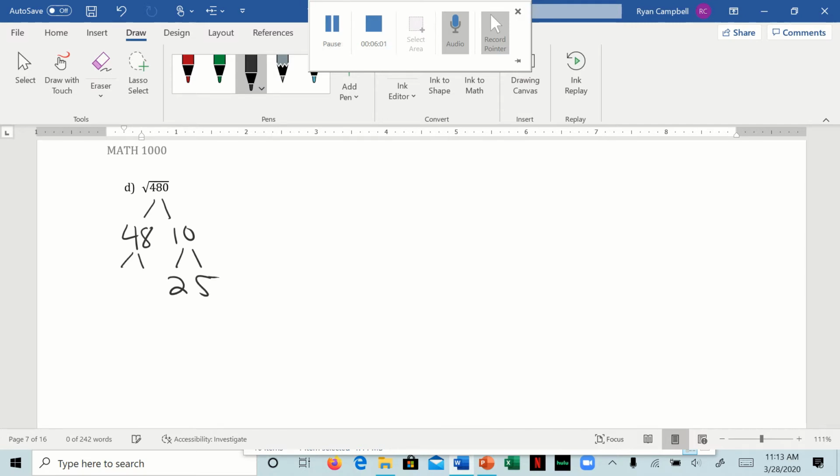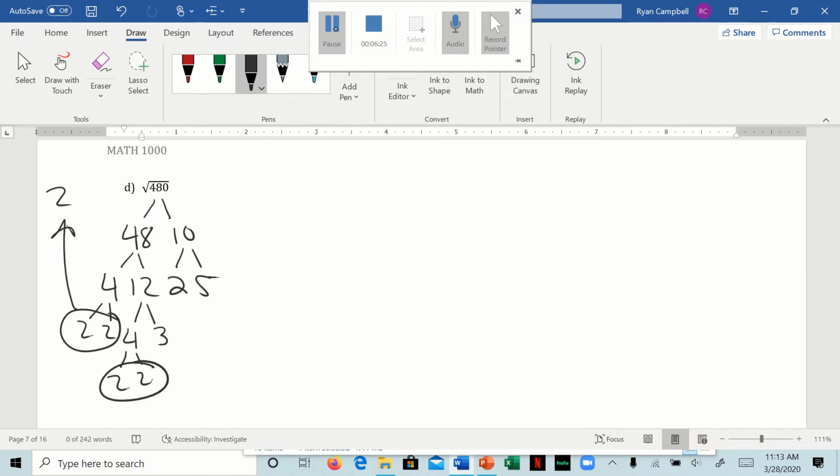So we can split up the 48 into 4 and 12. We can split up the 12 into 4 and 3, and the 4 into 2 and 2. We can separate that 4 into 2 and 2. So we have a pair of 2's, so one 2 comes out. We have a pair of 2's, so one 2 comes out, since we're multiplying those two, right?